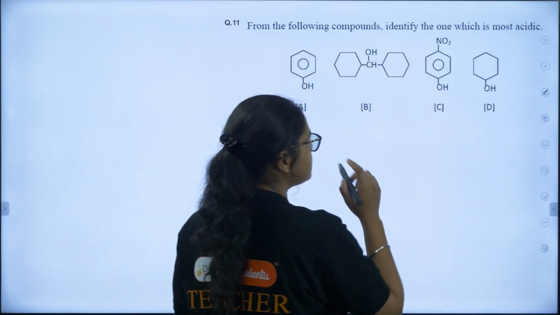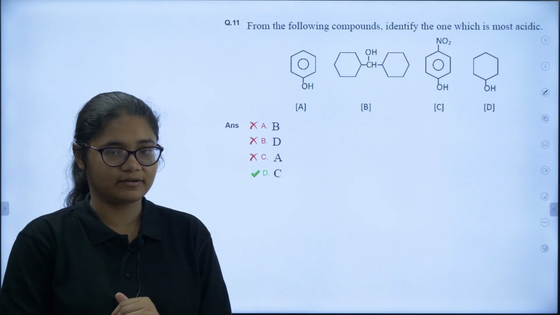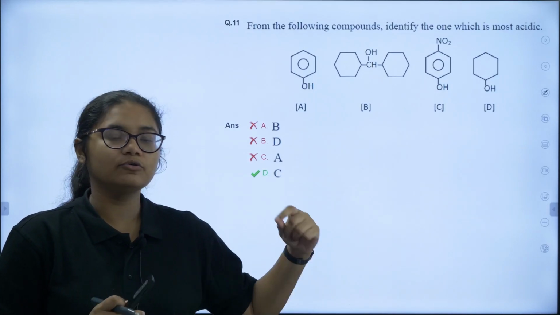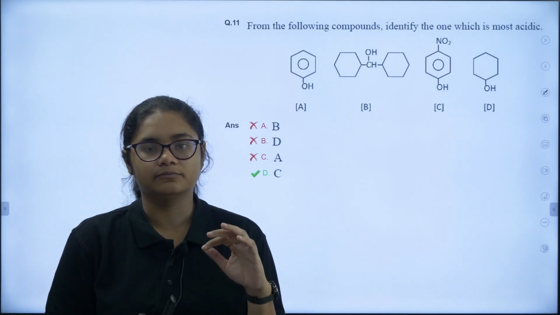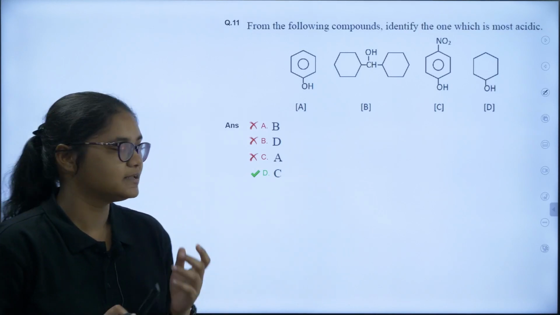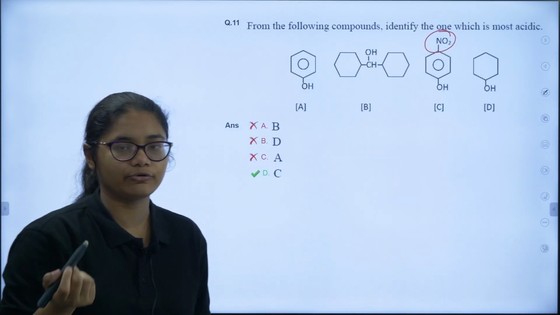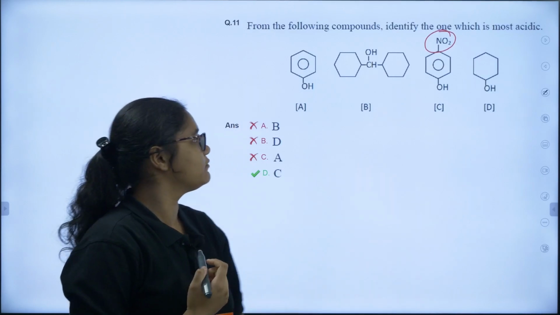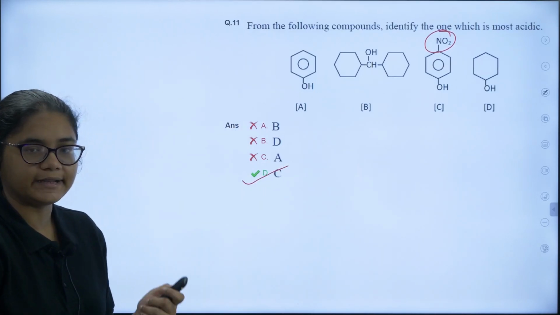From the following compounds, identify the one which is most acidic. So while revising also we have discussed acidic and basic nature questions are very common. So most acidic means it should have some electron withdrawing group for stabilizing the conjugate base. So now if you see, NO2 group is an electron withdrawing group. It can stabilize the conjugate base formed here. So that is why that will be the most acidic. So C will be most acidic. That is your option number D.